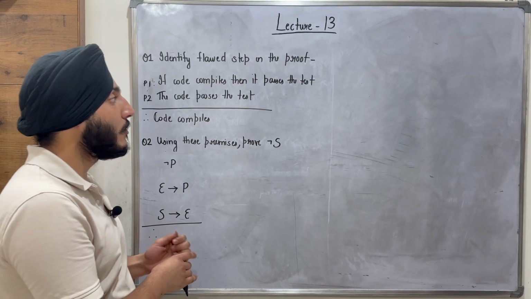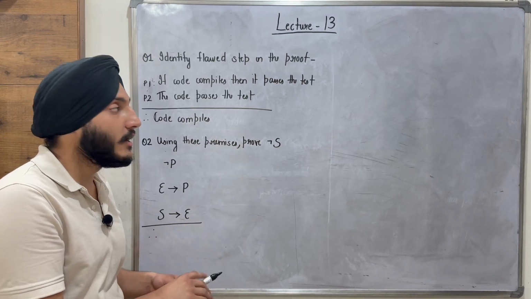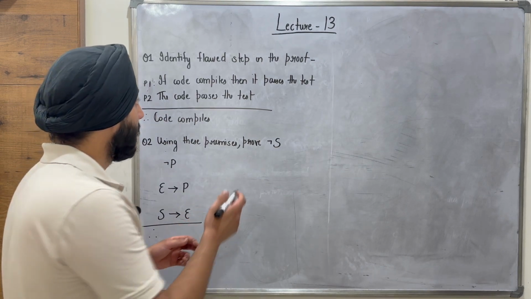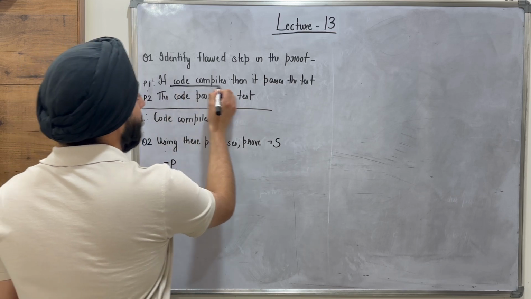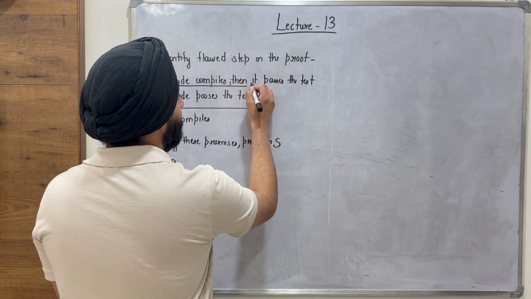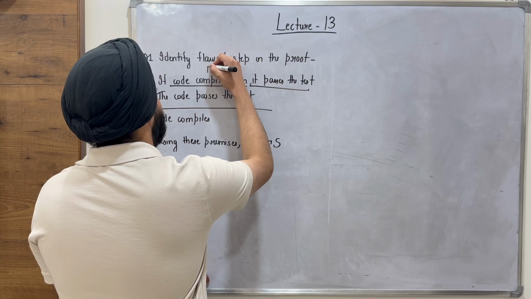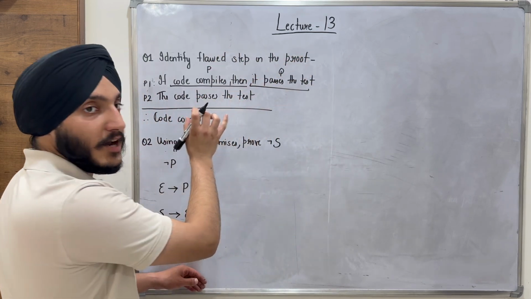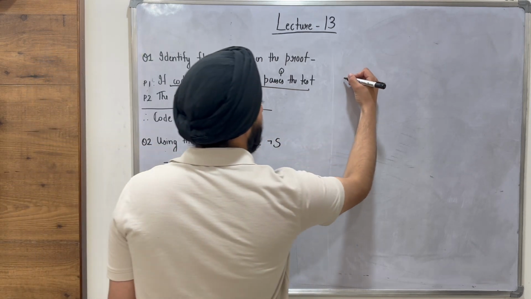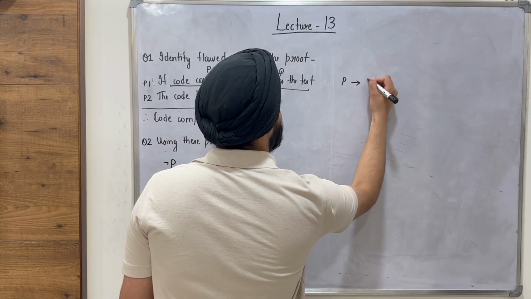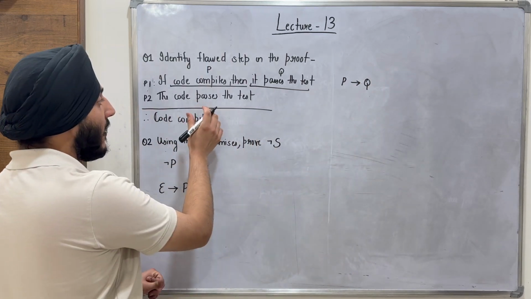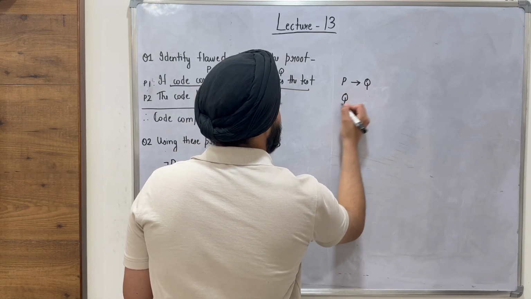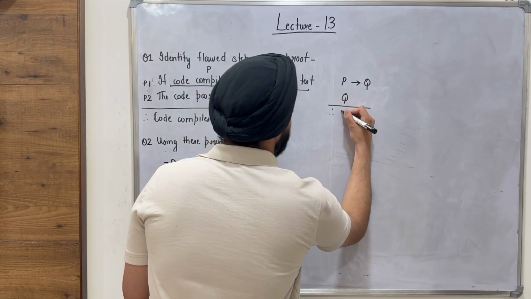The first thing is I need to figure out what is the logical equivalent of it, right? Maybe represent it using symbols and letters. So if the code compiles, this can be one proposition, and it passes the test can be another. Let's say this is P and this is Q. Both are positive statements, so I'll represent them as if P then Q. It says the code passes the test, that means it is Q in this case, and the conclusion they form is P.